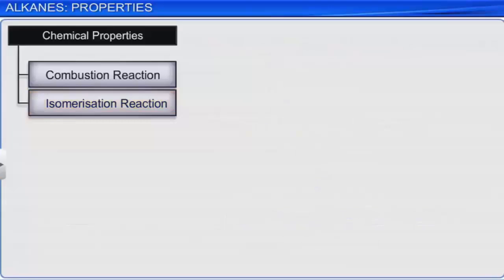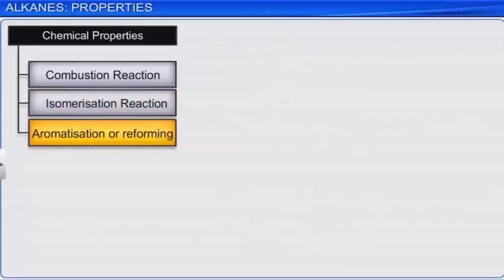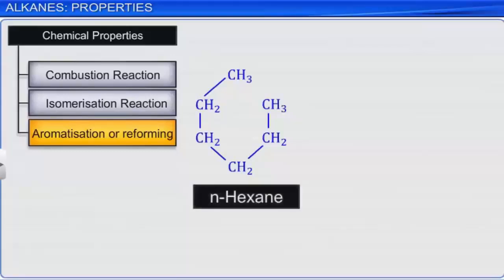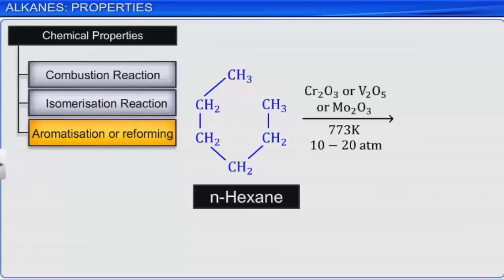Alkanes undergo aromatization or reforming. That is, a normal alkane with 6 or more than 6 carbon atoms like n-hexane, when heated to 773 Kelvin at 10 to 20 atmospheric pressure in the presence of a catalyst like oxides of vanadium, molybdenum or chromium supported over alumina, gets dehydrogenated to form cyclic compounds like benzene or its homologues.